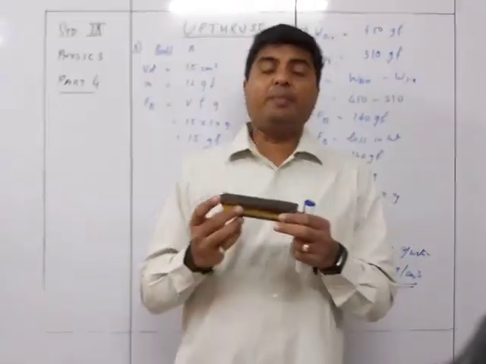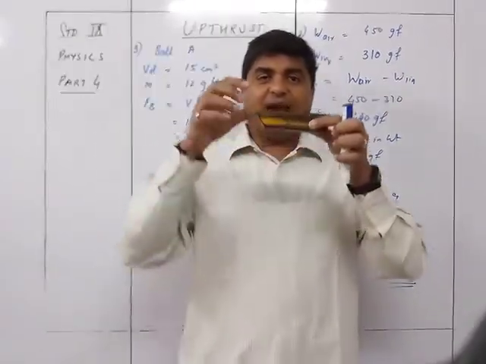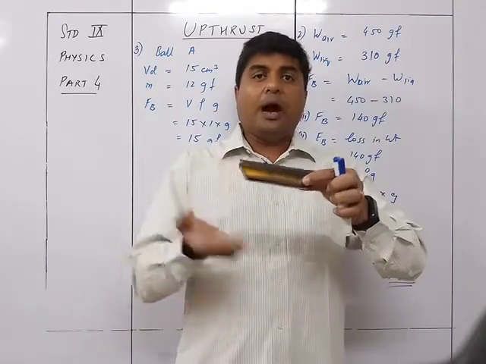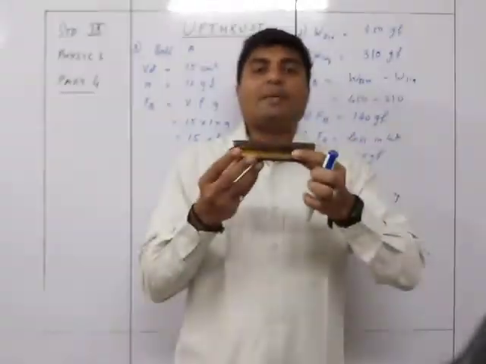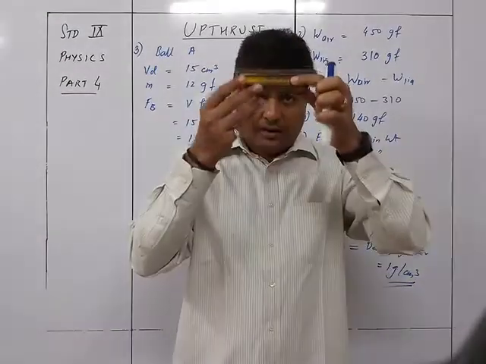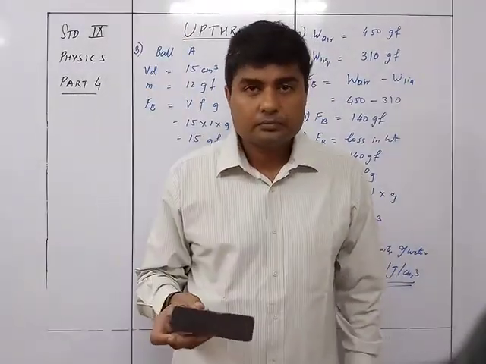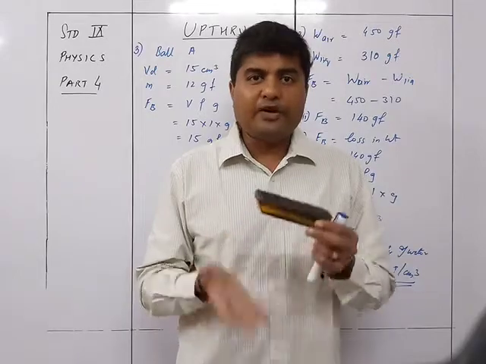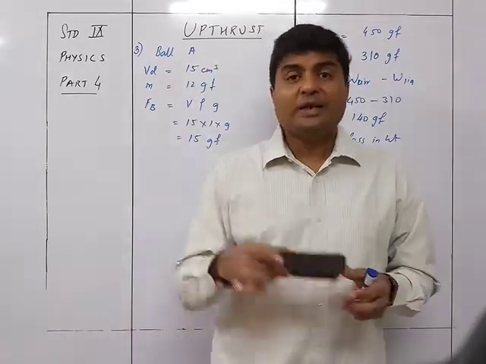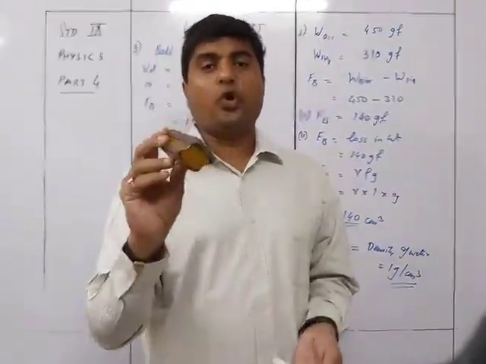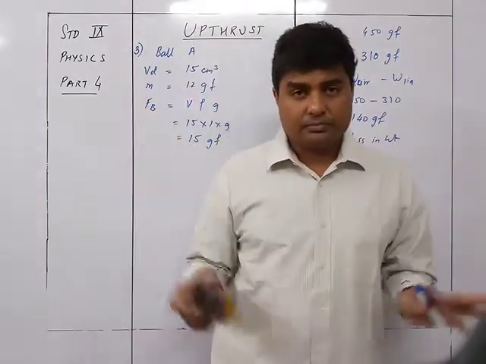क्यों? क्योंकि अगर FB मेरा ज़्यादा है, see weight is acting downwards of 12 grams, upthrust is of 15 grams, तो उसका मतलब क्या हुआ कि यहाँ पे downward force से upthrust ज़्यादा है, तो ये हवा में उड़ना चाहिए. अगर मेरा upward force is greater than the downward force, this body which is floating should fly in the air.